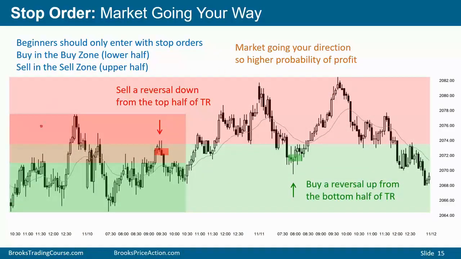At this point, the trading range is bigger. This pullback is into the lower half. Traders will look to buy a reversal up, especially a second entry. The first entry is above this little bull doji. This is a second entry and has a higher probability of being profitable.